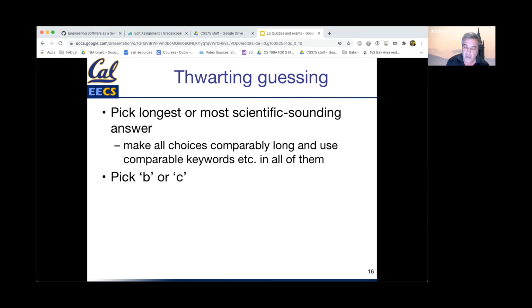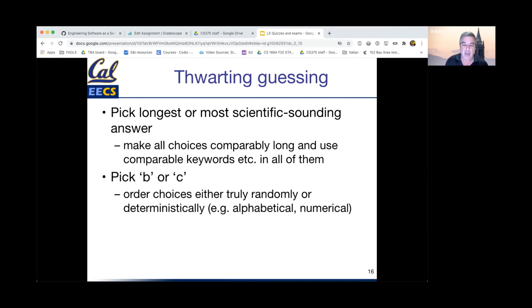Students will often pick choice B or choice C because if the questions have not had their choices randomized, for some reason, students think the first and last choices are less likely to be correct. You can order the choices truly randomly and let the students know that that's the case. A lot of quiz frameworks, including the basic ones in B courses, allow this.